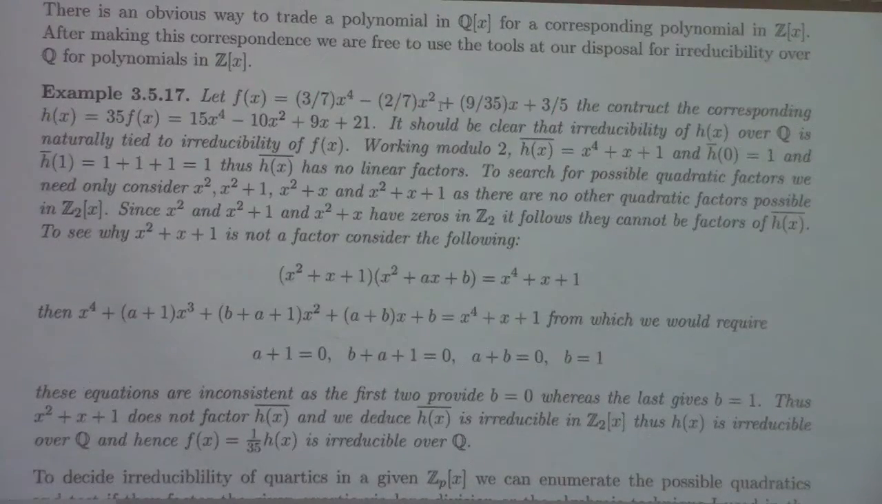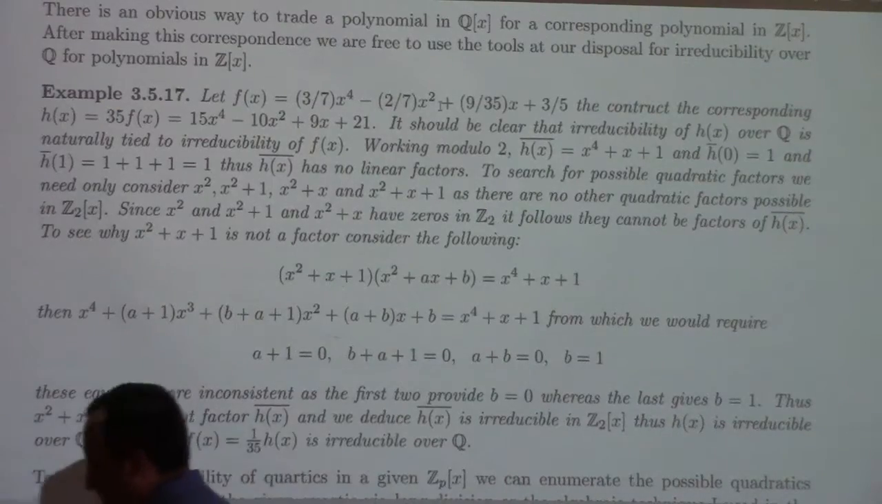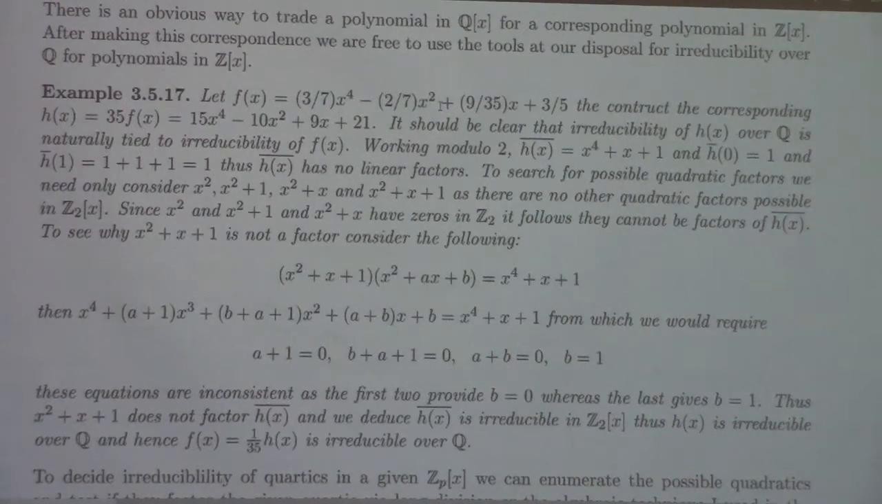So this is kind of a neat idea, right? When you're faced with a quartic, you can actually enumerate the possible quadratic factors over a finite field and just check and see if any of them work. Of course, this is less fun when we use Z3, right? But usually when you have these kinds of problems, you start with Z2, see what you can do with Z2, right?